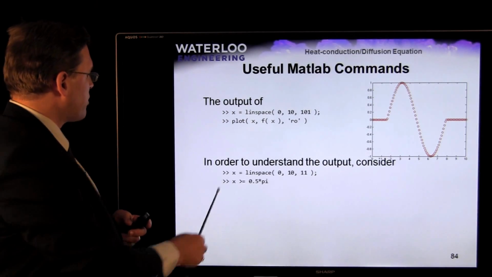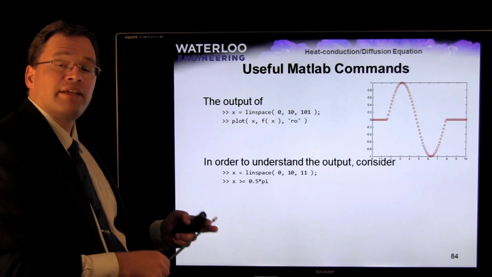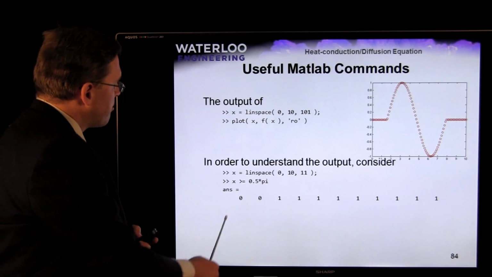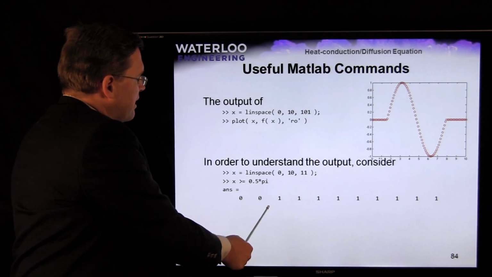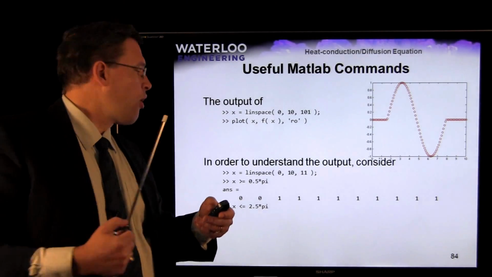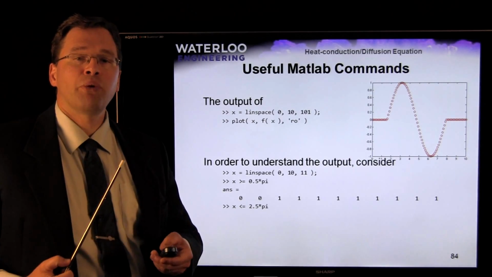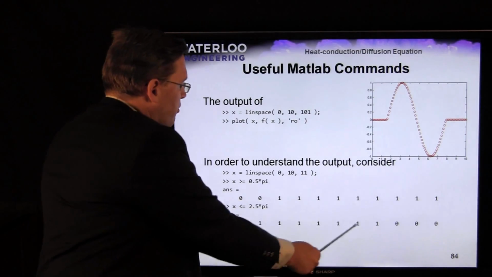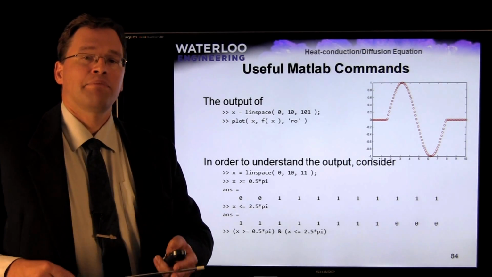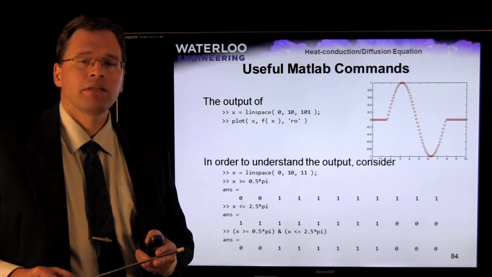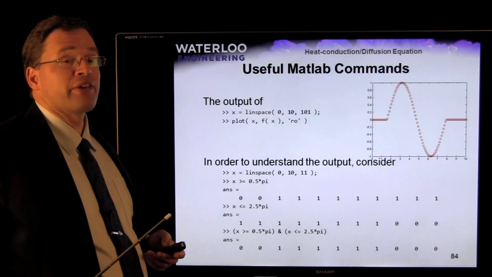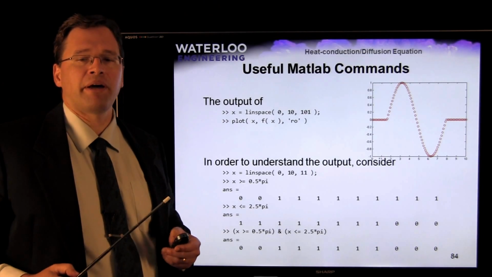To understand how this works, consider a fewer number of points, 11 points from 0 to 10. If I take each of these points and ask, is it greater than or equal to 0.5 times pi, well, I only get a 1 for those values of 2 up to 10. If I calculate all those points that are less than or equal to 2.5 times pi, I only get 1s for the first 7 values. If I now do an element-wise AND, well, now I only get these values that are both greater than 0.5 pi and less than 2.5 pi.